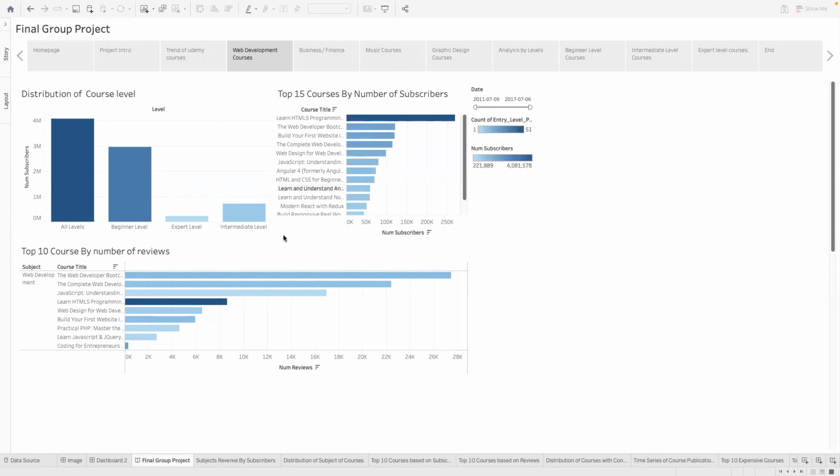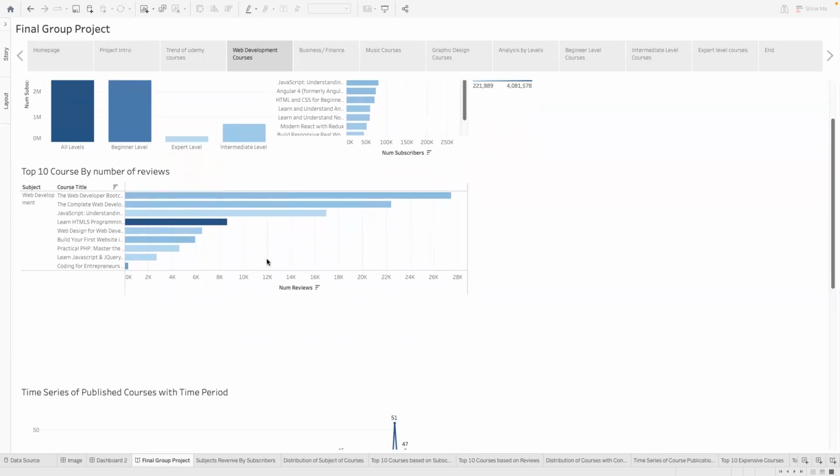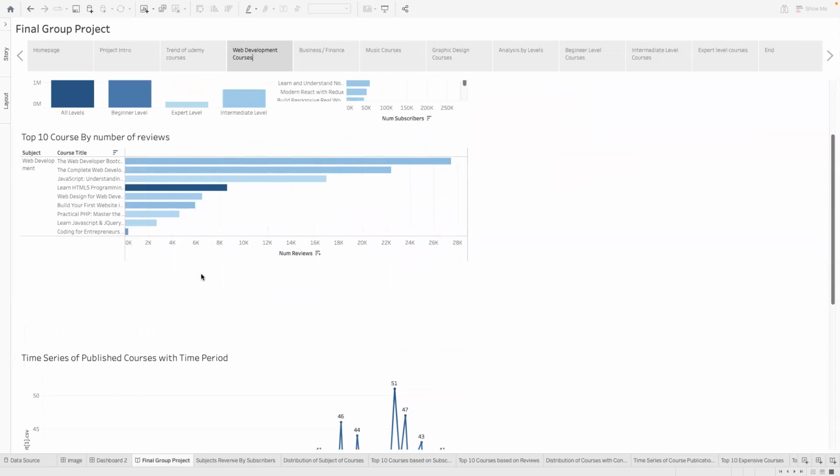Going down, the next chart for web development is the top 10 courses by number of reviews. You can see that the web developer bootcamp has the highest number of reviews, followed by the complete developer course 2.0, and then JavaScript. From the top 10, at the 10th position comes coding for entrepreneurs basics.